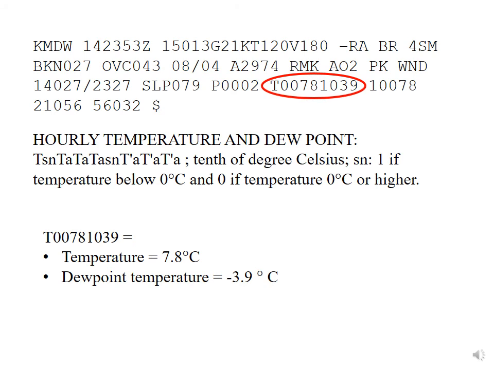Basically the first digit after the T is going to be a 0 or a 1. If it's 0, then it's going to be a positive temperature. If it's 1, it's going to be a negative temperature. So we have temperature, 0 indicates it's positive, and then we have 078, and so that corresponds to 7.8 degrees Celsius. Then we have the next group, which is the dew point temperature. The first digit is a 1, so that means that it's going to be a negative dew point, and it happens to be 3.9 degrees Celsius, so minus 3.9 degrees Celsius.